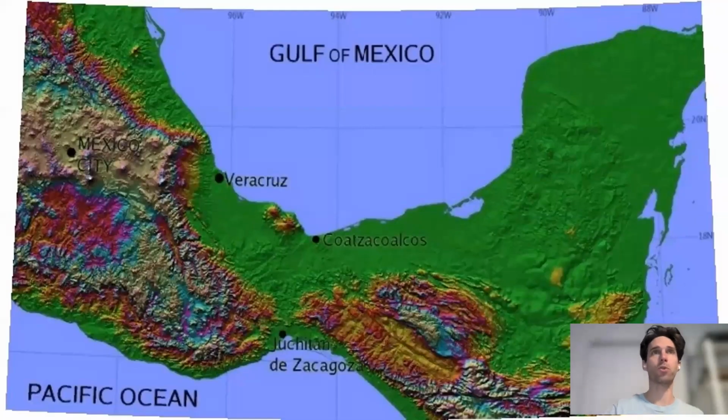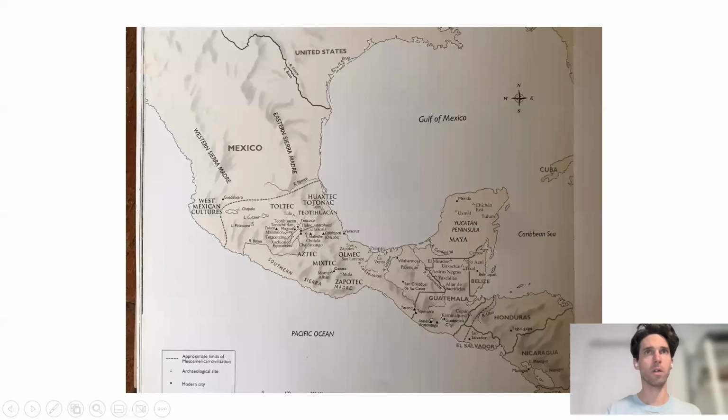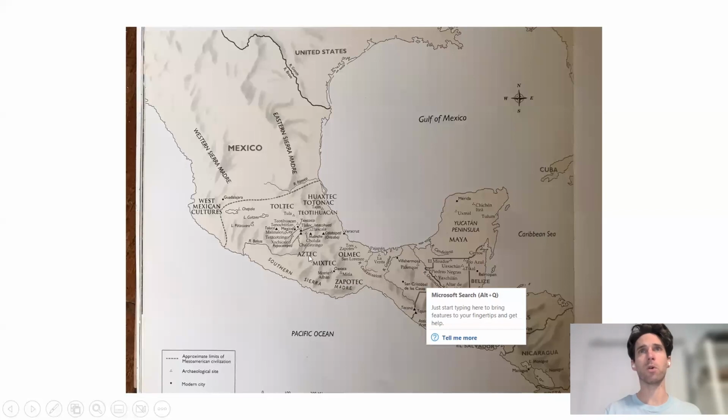This is just an example of the terrain. Coatzacoalco River comes up here, and these are the mountains where they mined the basalt rock from. This is a good map of Mexico showing these different regions of cultural influence here.